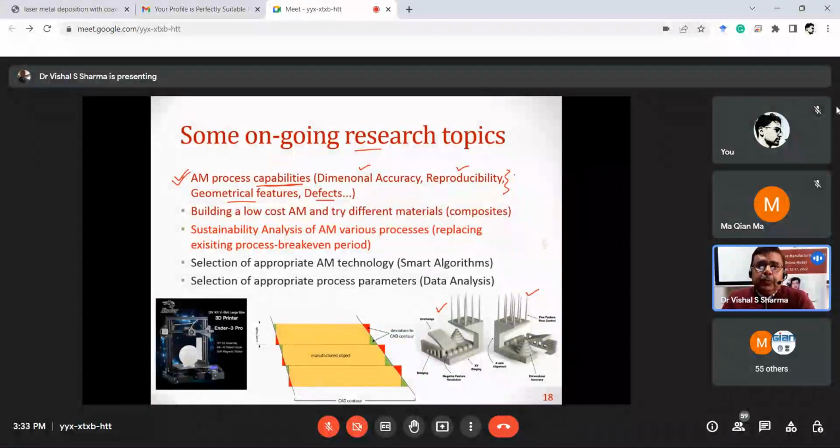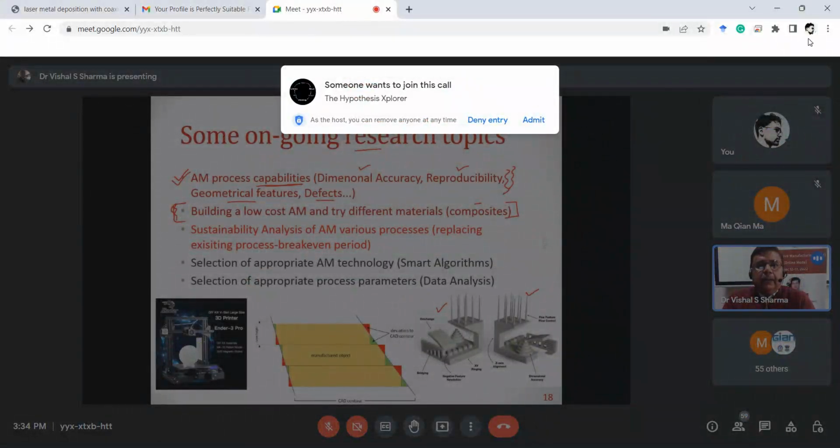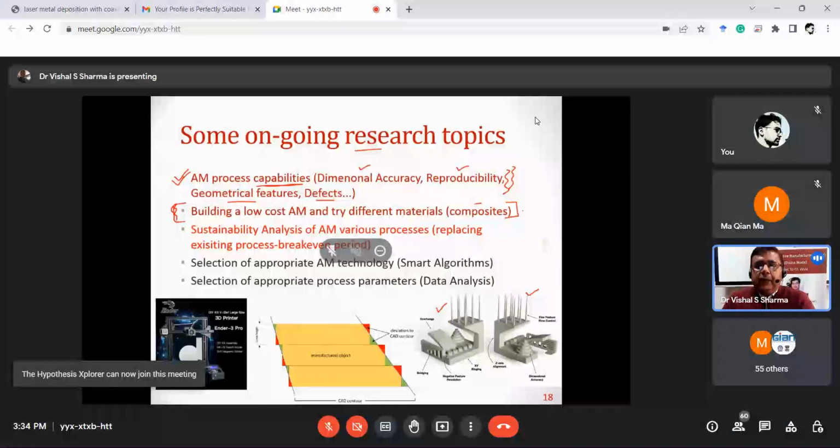These things are also provided by the manufacturer, who will provide all these details, but we check everything again here in our lab, just to see whether we are able to achieve the results which they are claiming. Then we are also focusing on developing low cost additive manufacturing setups, because that is the need of the hour, especially for us. In this, we have developed one setup, VAM.